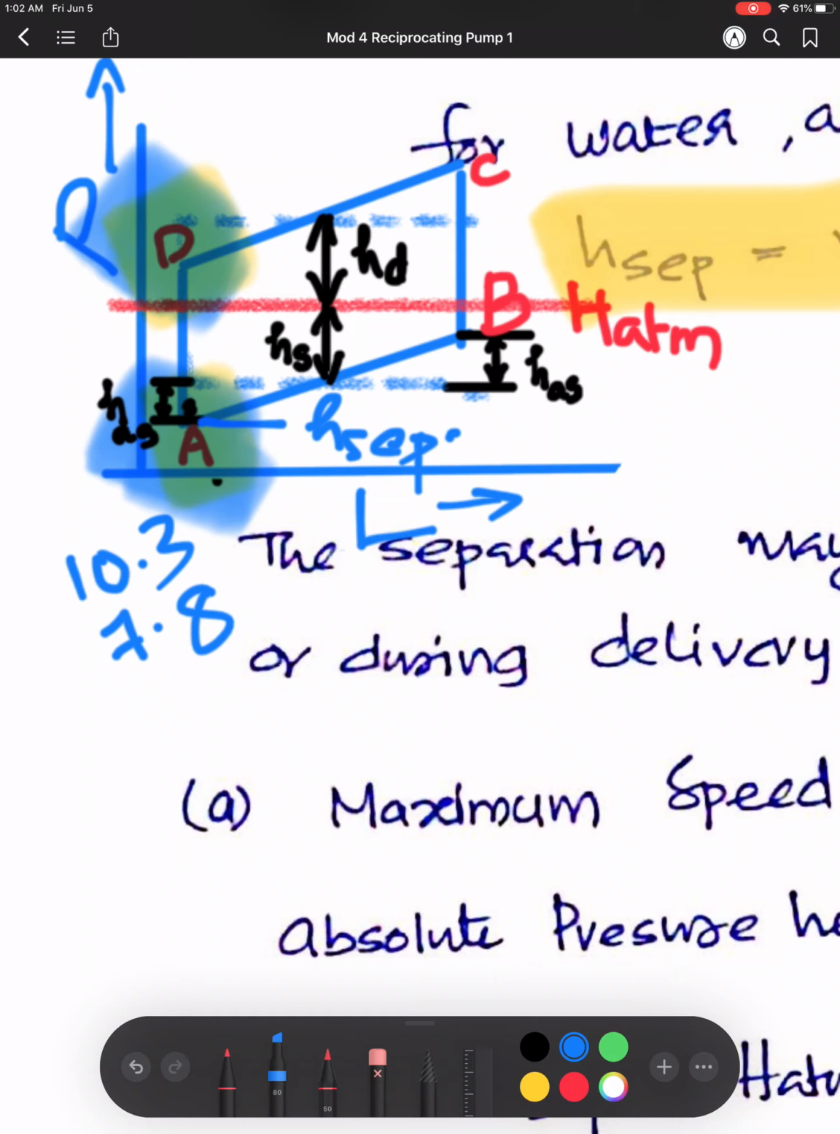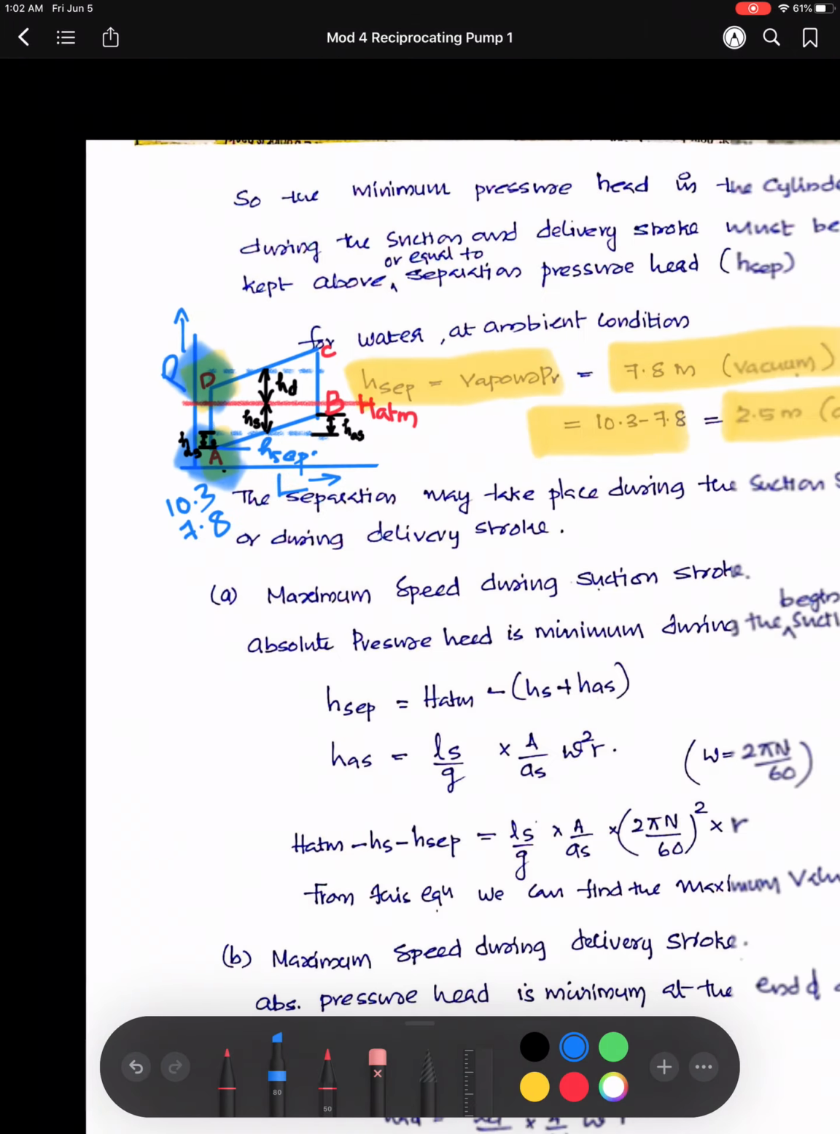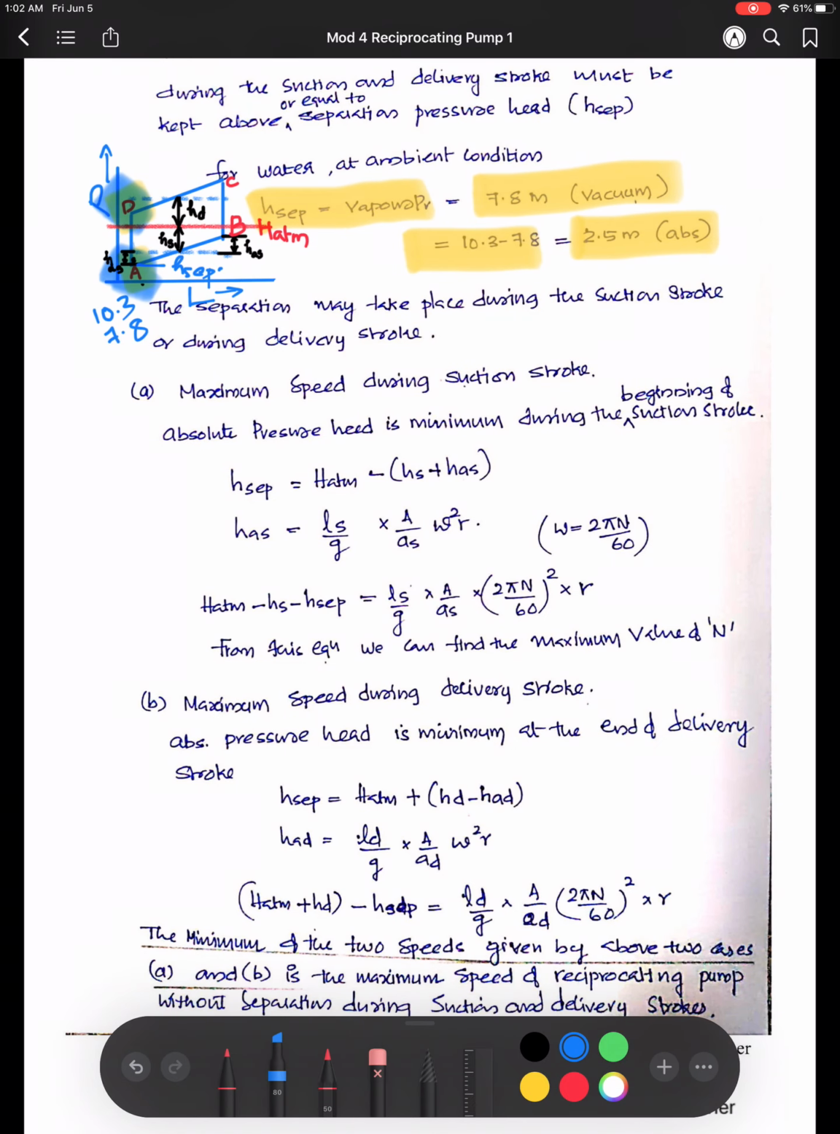So we need to find the maximum speed during the suction stroke as well as the delivery stroke. So for finding the maximum speed, we'll use this limiting condition, that is H separation is equal to H atmosphere minus Hs plus HAS, and this H-sep value is actually absolute pressure value.